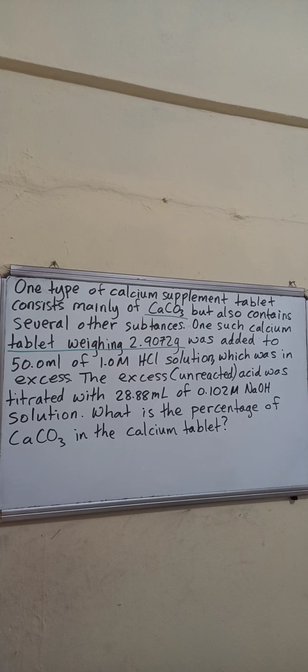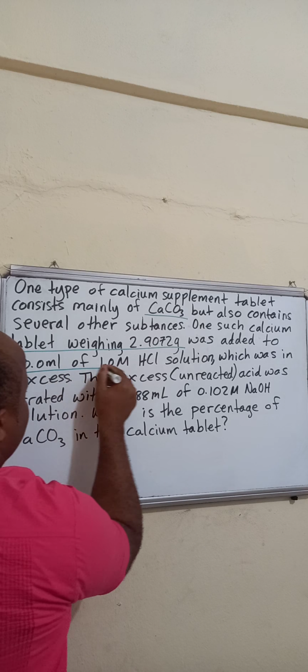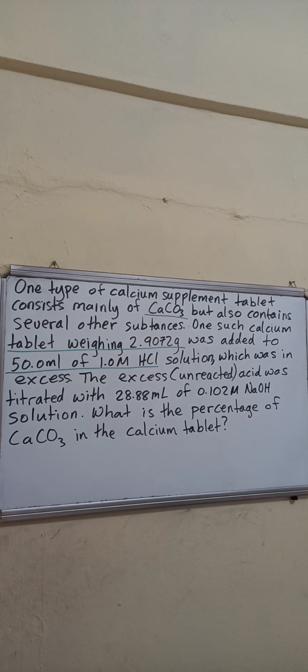And we add that tablet to 50 ml of 1 mole per dm³ HCl. So if the tablet contains calcium carbonate and we add it to HCl, we know a reaction is going to take place between the calcium carbonate and the hydrochloric acid. So again, here the question gave you the reaction. The calcium carbonate in the tablet reacts with the HCl, and they tell you that the HCl was in excess.